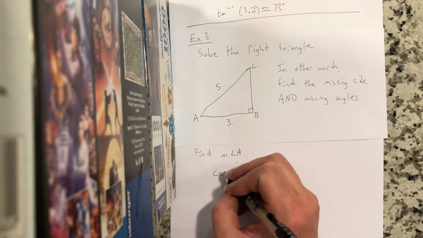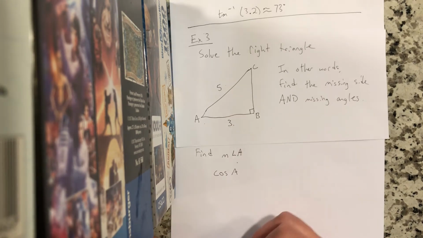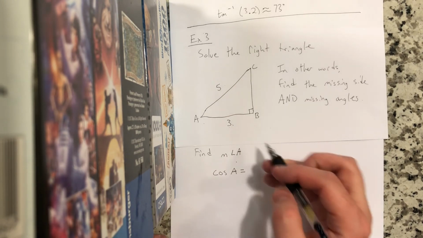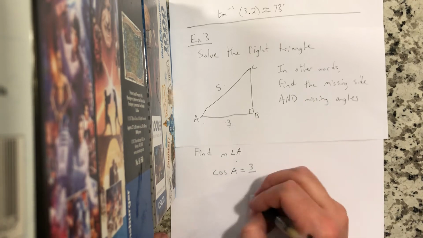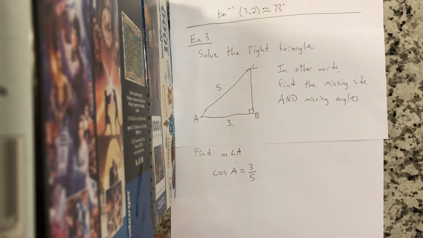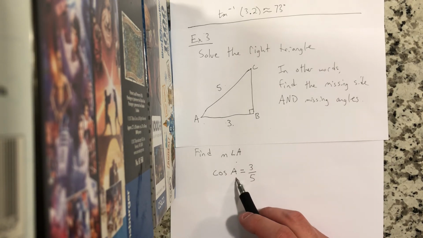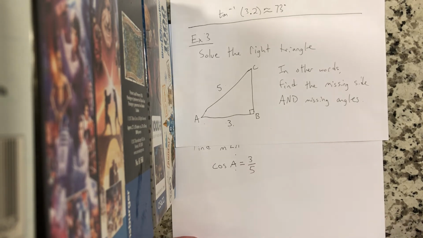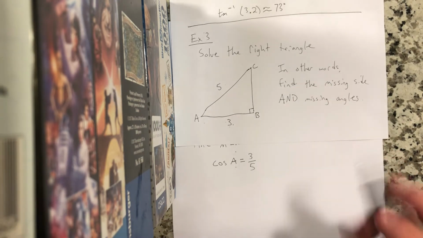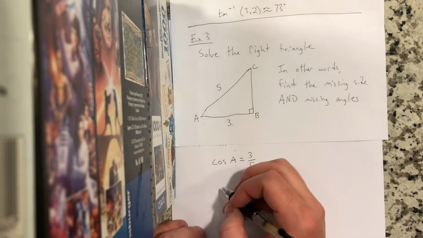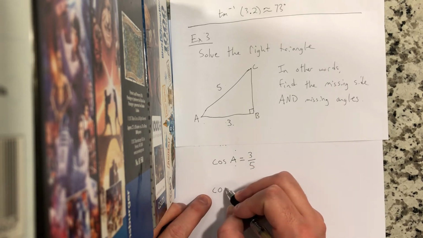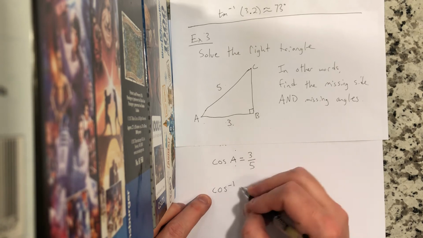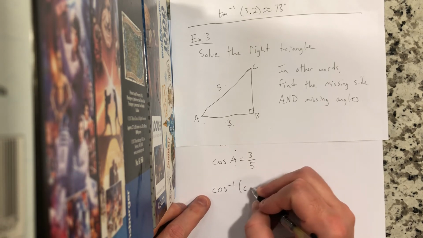So we will have cosine of angle A is equal to the adjacent, which is 3, over the hypotenuse, which is 5. Now here's the difference. We're looking for A. So this is where that inverse stuff comes in, which is what we used in the last example when we were typing those inverses into our calculator. So the way to solve this is you're going to take the inverse cosine, and I'll just show you algebraically how it's going to work.